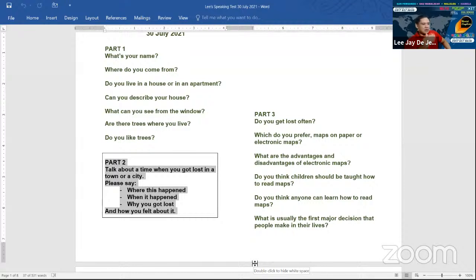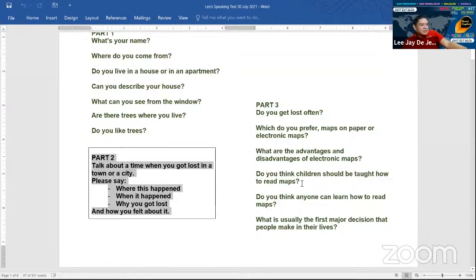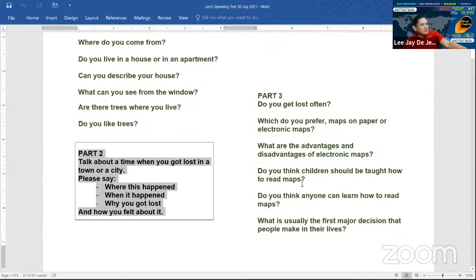And then the rest of the time, maybe like 5 or 6 minutes, will be spent on part 3, which is called the two-way discussion. So ito yung mga tinanong sa akin, do you get lost often? Which do you prefer? Maps on paper or electronic maps? What are the advantages and disadvantages of electronic maps? Do you think children should be taught how to read maps? Do you think anyone can learn how to read maps? What is usually the first major decision that people make in their lives?